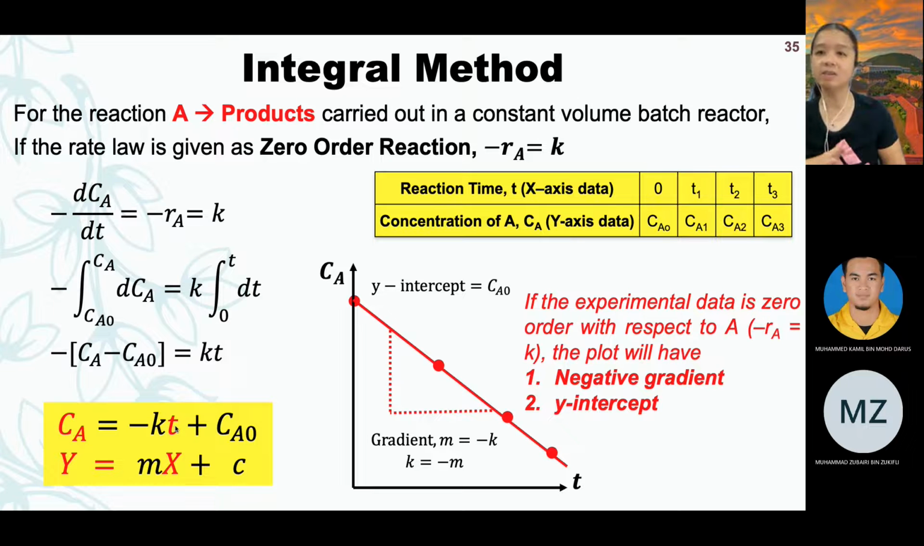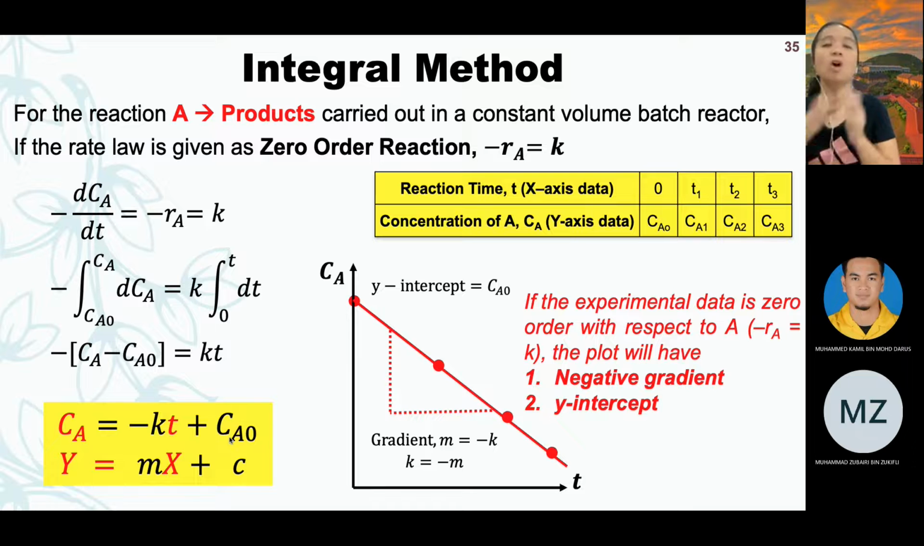So ini advantage dia pula lah, di method integral. Kalau zero order, kamu dah tak payah buat apa-apa. Kamu terus je plot graph daripada experimental data. But don't forget, apa yang kita nak? Alpha dengan K, right? So daripada plot, gradient kamu akan sama dengan negative K. So your graph punya slope is your negative K and your y-intercept is your CA naught. Okay, so now this is important thing that you have to remember.